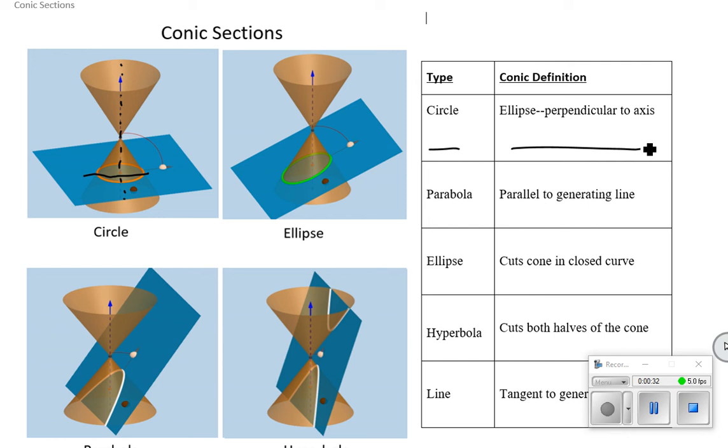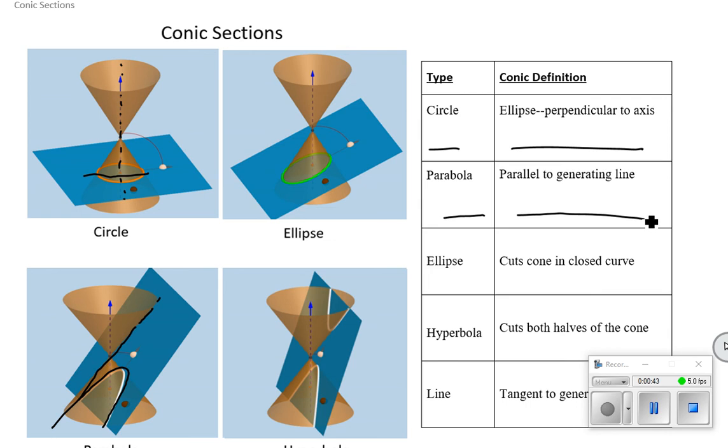Now, if the plane slices the cone parallel to one of the sides, the shape you get is a parabola, parallel to the generating line. Circle is perpendicular to the axis. Now, if you're between parallel to the side and perpendicular to the axis, the shape you get in between here is a stretched out circle, an ellipse.